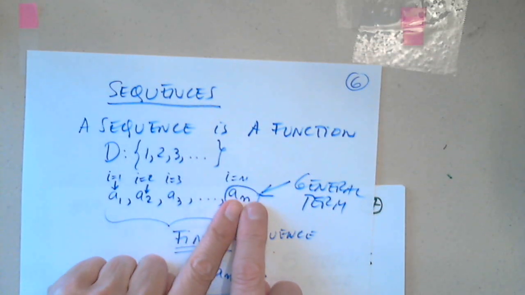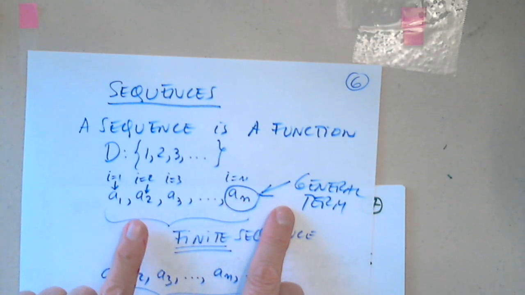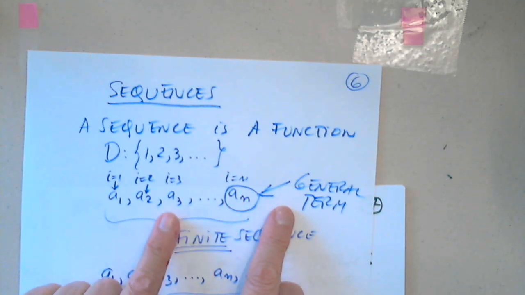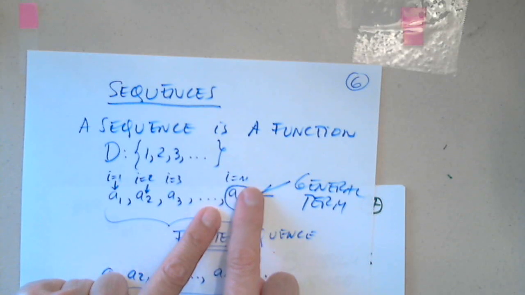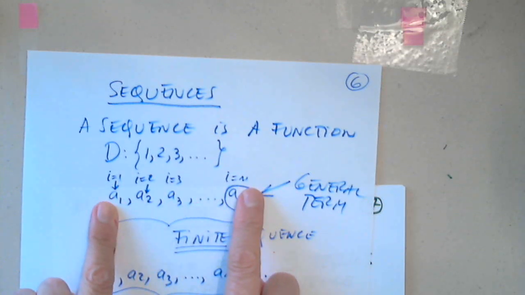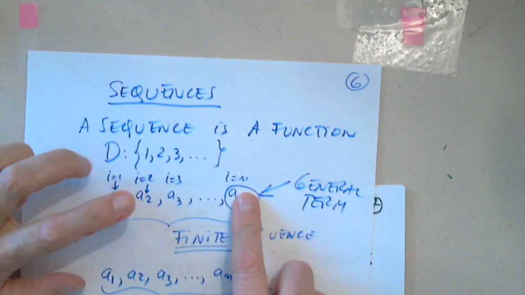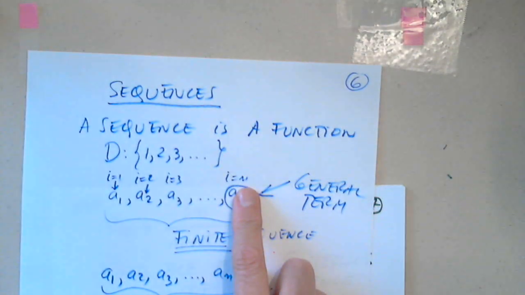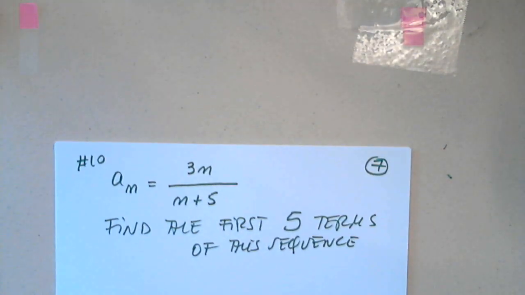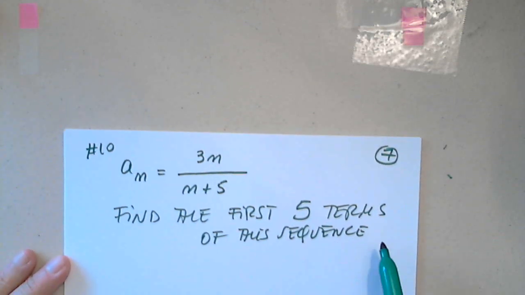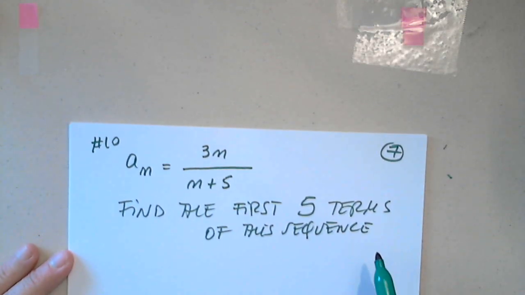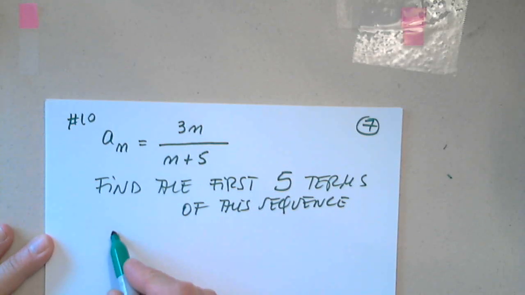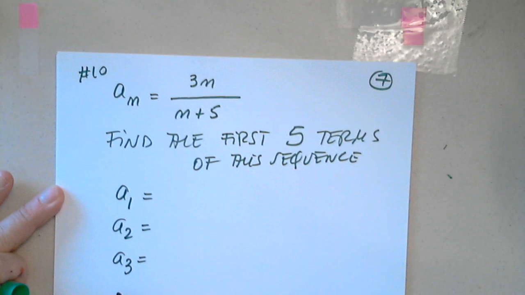When we plug in 1, we get the first term. When we replace n by 2, we get this term. When we replace n by 3, we get this term. So this is the formula for all terms. When n is 1, we get this. When n is 2, we get this. When n is 3, we get that. So coming back here, they're asking us to find the first 5 terms of this sequence. Fine. I have to find a1, a2, a3, a4, and a5.